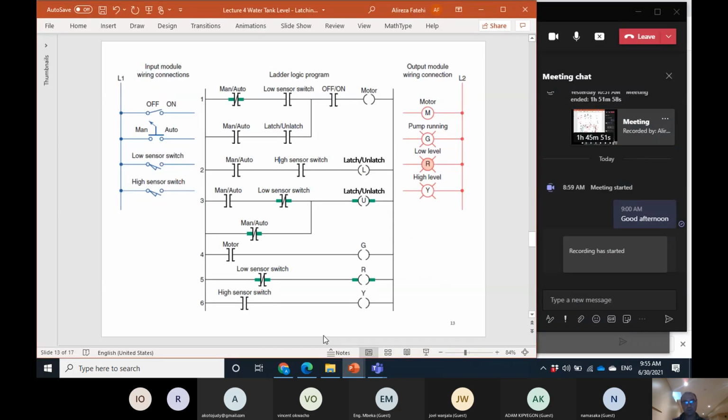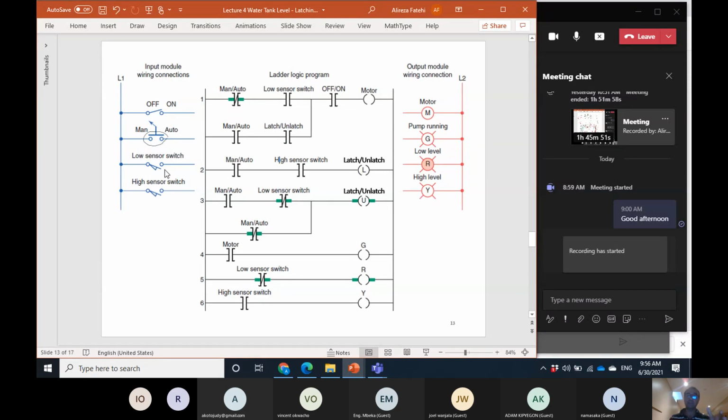Okay, so let's see how this program implements that process description. First, look at the switches. We have an on-off switch that is in the off mode when it is open. When this closes, it is in the on mode. We have an auto-manual selector switch. By looking at this, you see that its normal state is open, so it's a normally open contact.